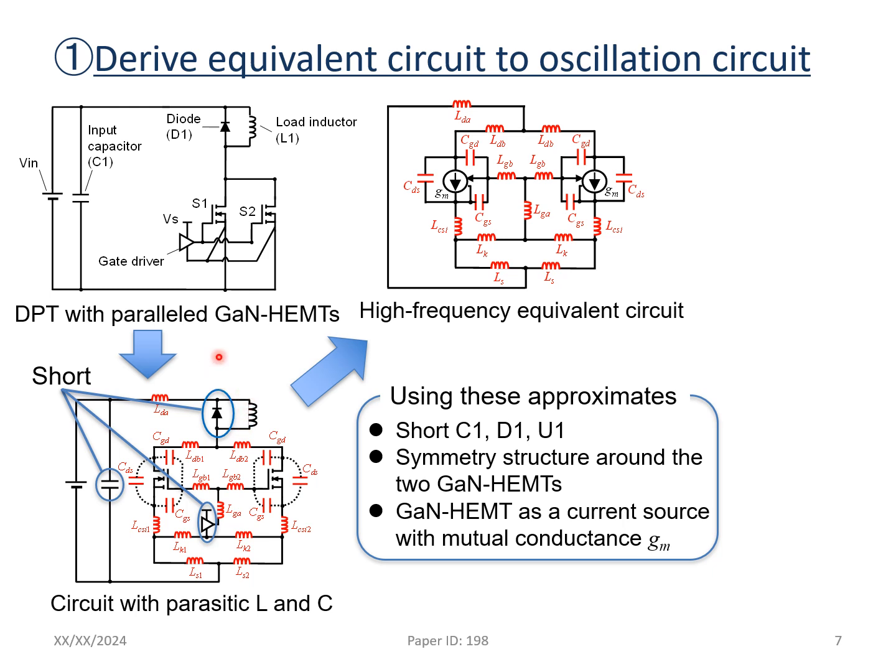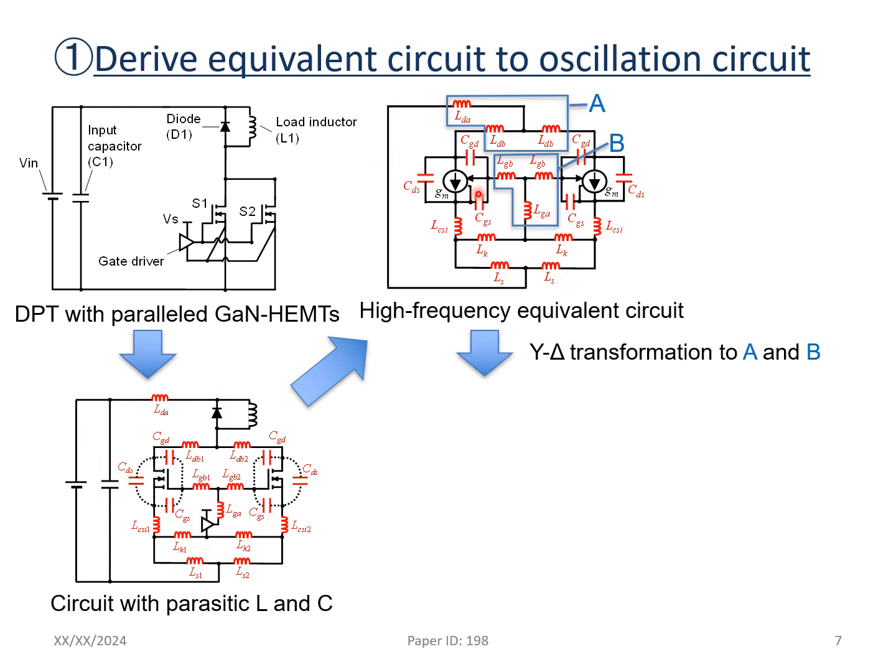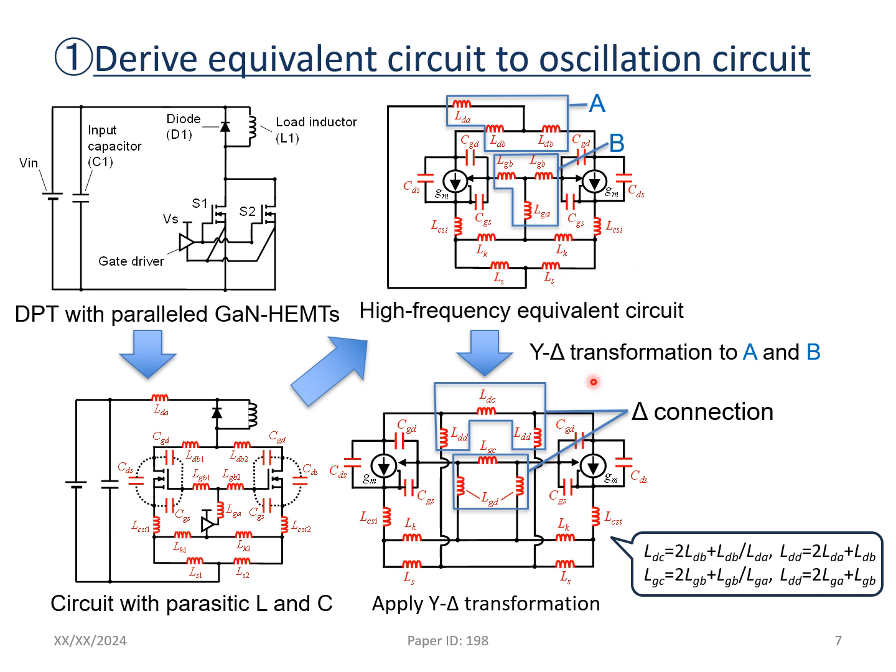We consider the short circuits of the high side diode, the input capacitor and the gate driver, and in this circuit the parameters of the parasitic components have a symmetric structure around the two parallel GaN-HEMTs, and the GaN-HEMTs are considered as current sources with the transconductance gm. The high frequency equivalent circuit has two star connections of parasitic inductances. So we apply the star-delta transformation to these star connections, and we derive this circuit.